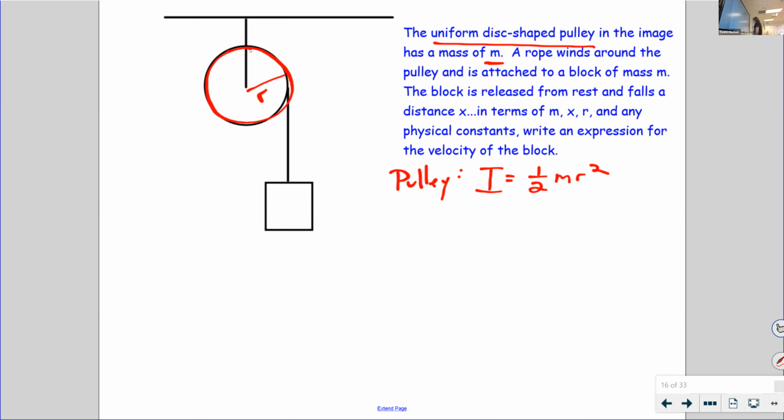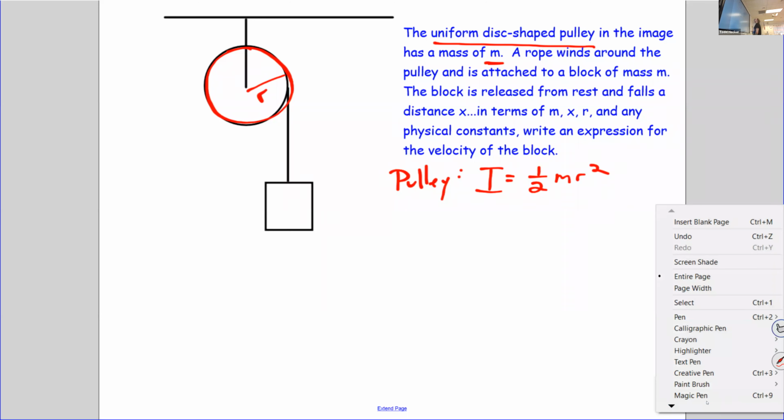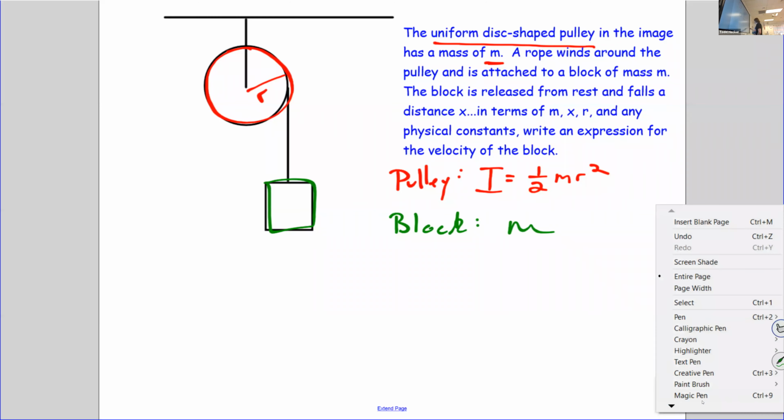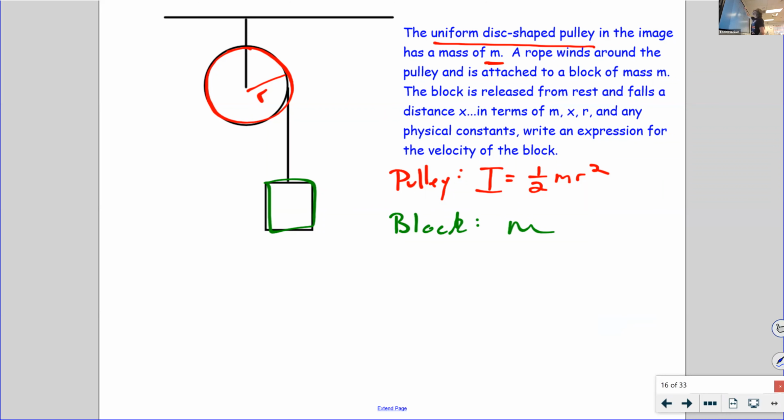In this problem, we also have this block. Well, let's use, how about a nice green? I feel like green doesn't get used enough. We've got this block here, and the problem tells us it has a mass of m. The whole premise behind this is that we've got a rope which goes around the pulley and then down to the block. Both the block and the pulley begin at rest, and we're going to drop it.